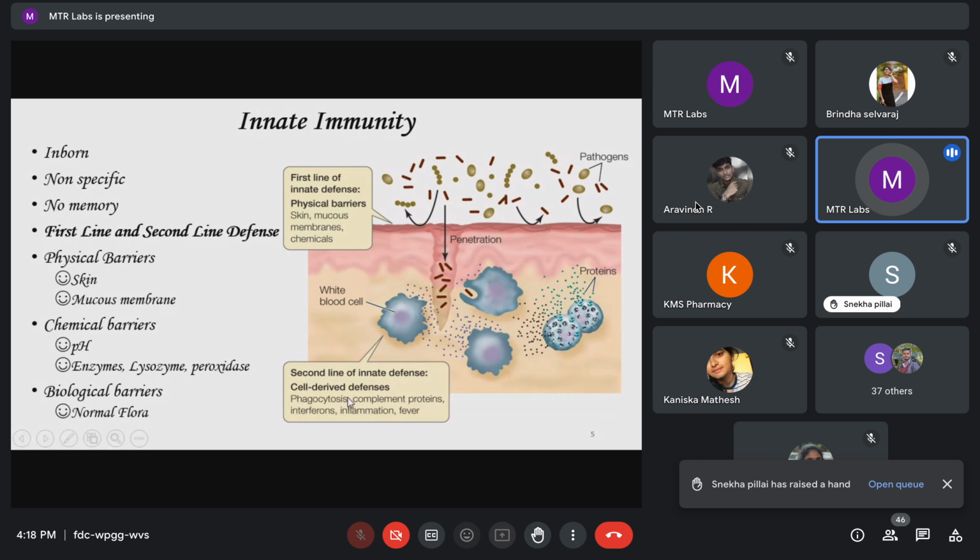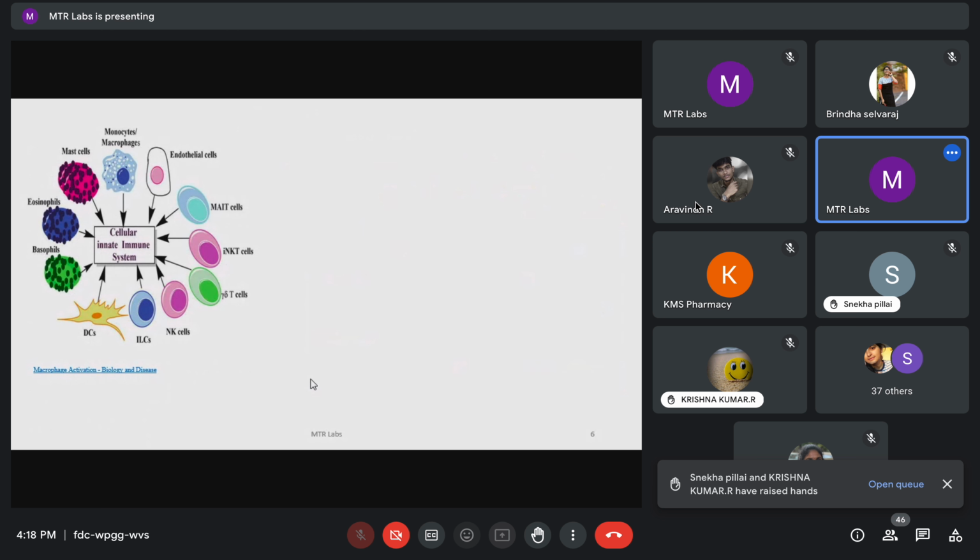And coming to the second line of defense, it includes phagocytosis, complement proteins, inflammation, etc. The cells involved in the second line of defense include mainly the WBCs, which are monocytes or macrophages, mast cells, eosinophils, basophils, dendritic cells, NK cells, natural killer T cells, gamma delta T cells, and endothelial cells. All these cells acting in combination play a role in innate immunity.